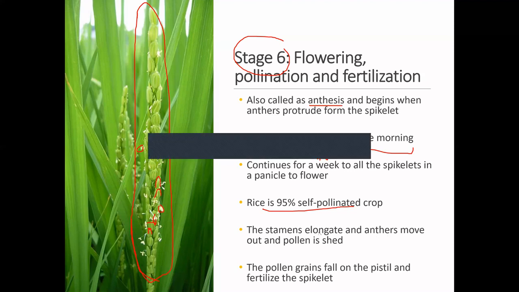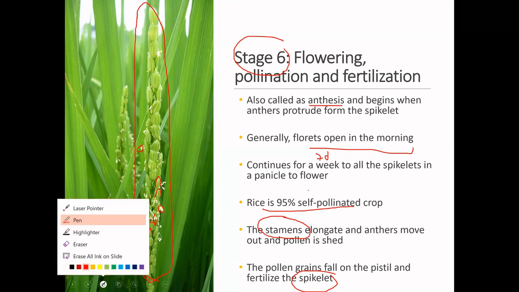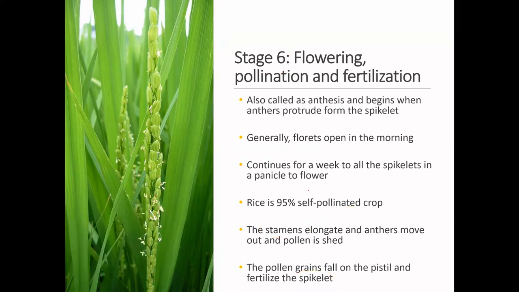So these are biological terms you will know. These are male parts. They will elongate, and the anthers will have the pollen. When pollen is shed, pollen grains fall on the pistil and fertilize the spikelet. Then it will start producing the grain. After successful fertilization, it will turn into grain. Those are the events that occur during stage 6, that is flowering, pollination, and fertilization.